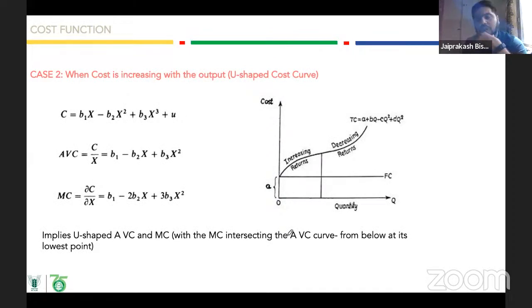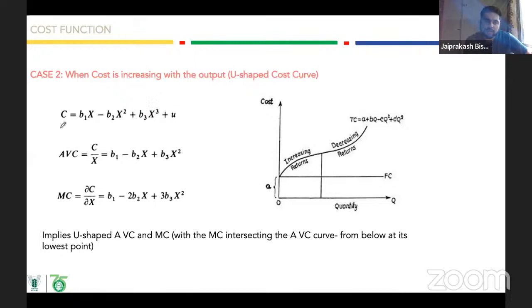This is your cubic cost function, which we have dealt with earlier, and this is very commonly stated because it gives you the increasing returns and decreasing returns at the same time. So we specify this as C equal to b1 x minus b2 x square plus b3 x cube plus some random term.